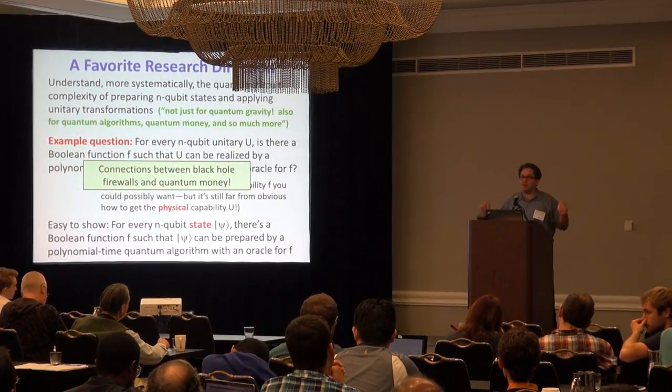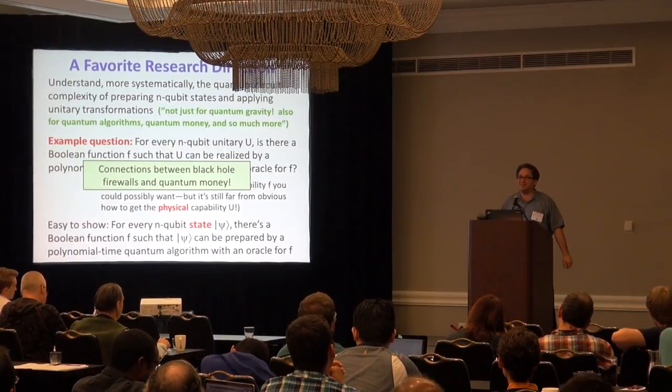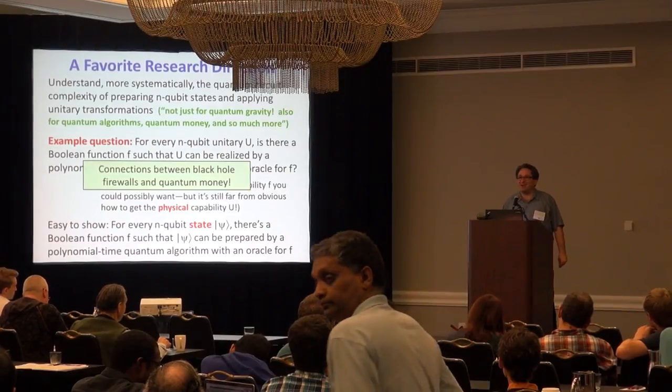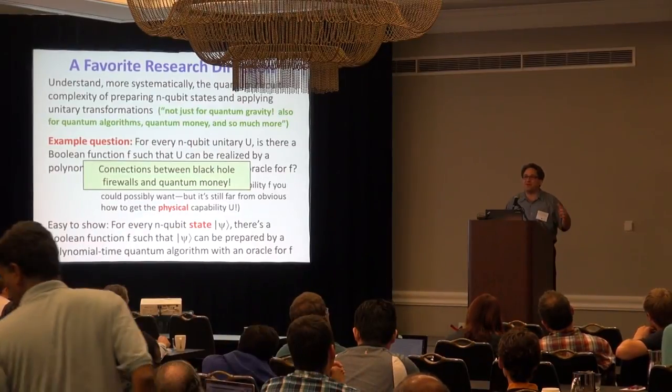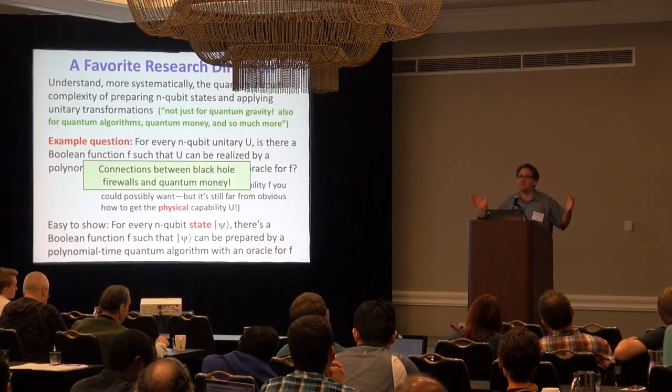I have no problem with that. I'm totally ready to say, fine, you go and make that kind of black hole, you can create a firewall. I would view the point of the AMPS experiment as being to explain why we're not going to be able to feasibly create firewalls for astrophysical black holes.